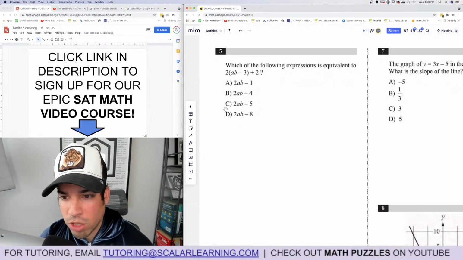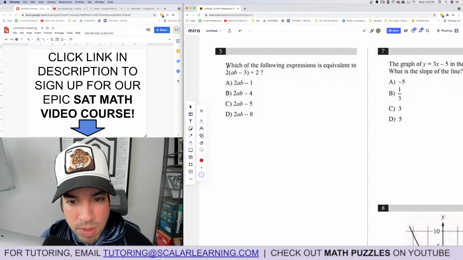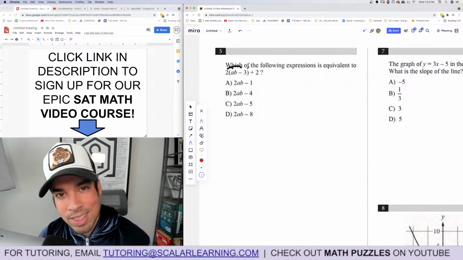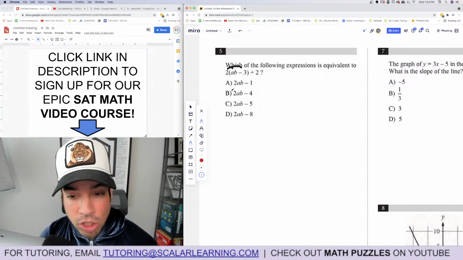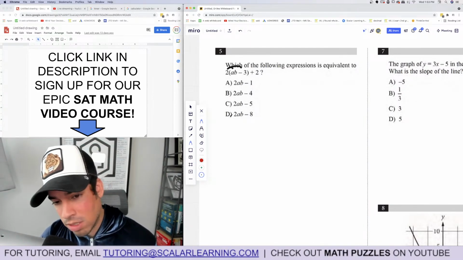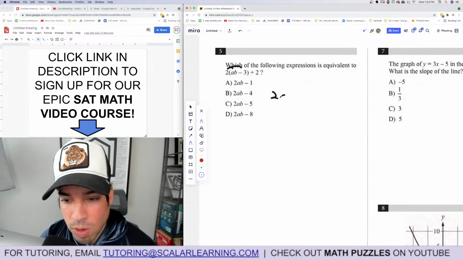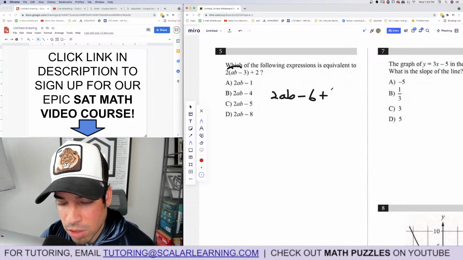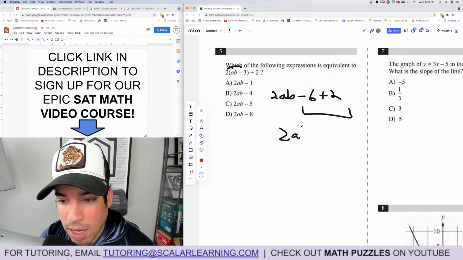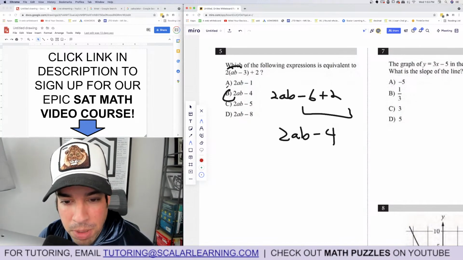Numero 5. Which of the following expressions is equivalent to this? Okay, first of all, I'm going to just distribute. Remember these instincts where I'm not even thinking. I just know what I'm not trying to look at these and decipher what's equivalent, what's not, plugging in. I'm just like, oh, I'm going to simplify. So I got 2ab minus 6b plus 2b. Combine these guys. 2ab minus 4b is the winner.